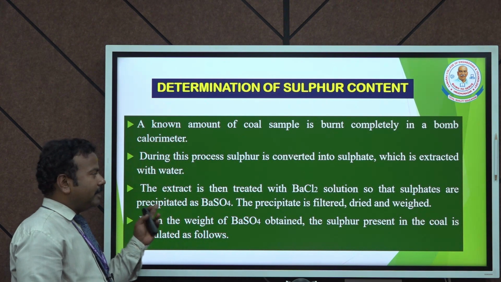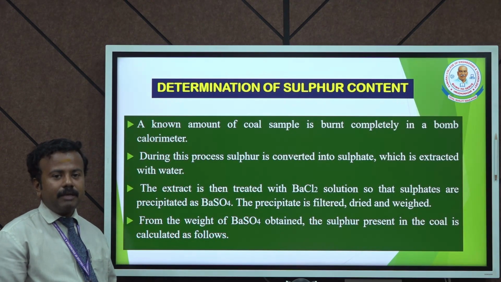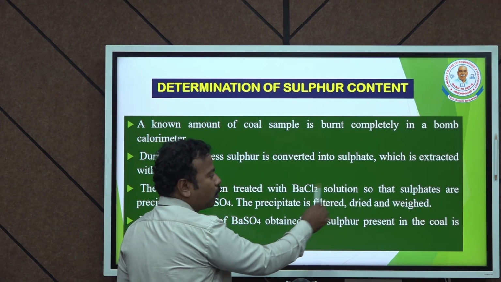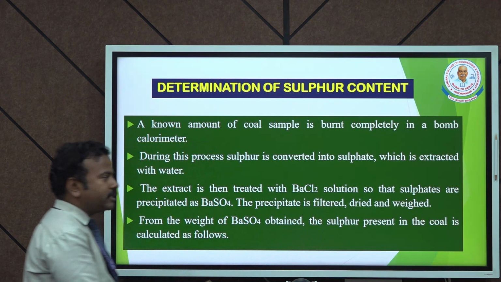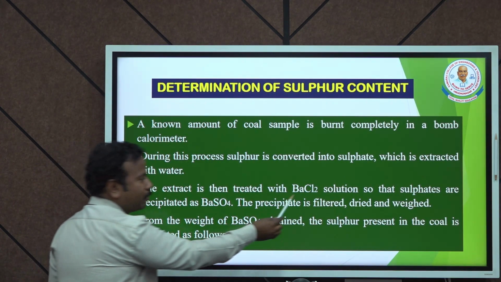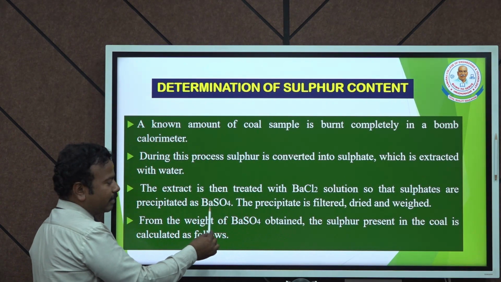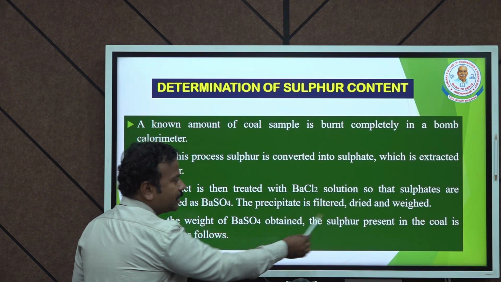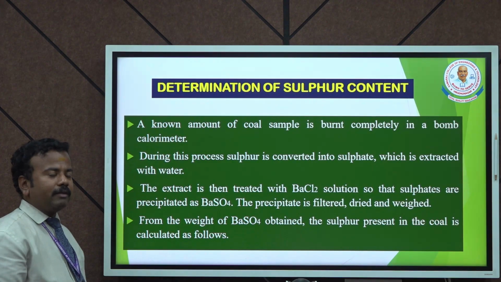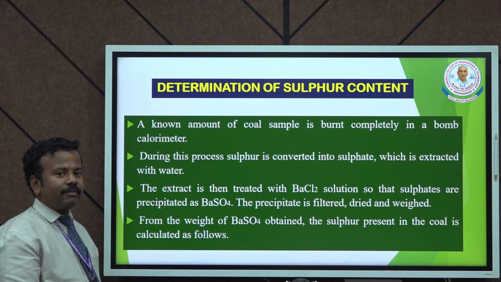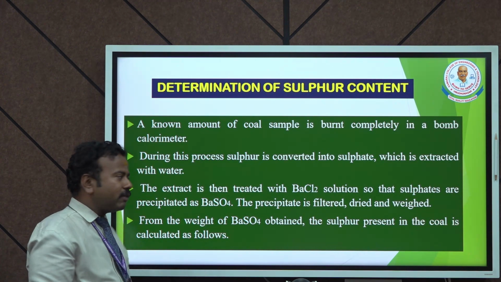the water, and the extract is treated with barium chloride. With the barium chloride solution, the sulfates are precipitated as barium sulfate. The precipitate is filtered, dried and weighed. From that, the amount of barium sulfate can be calculated, and from that we calculate the amount of sulfur.